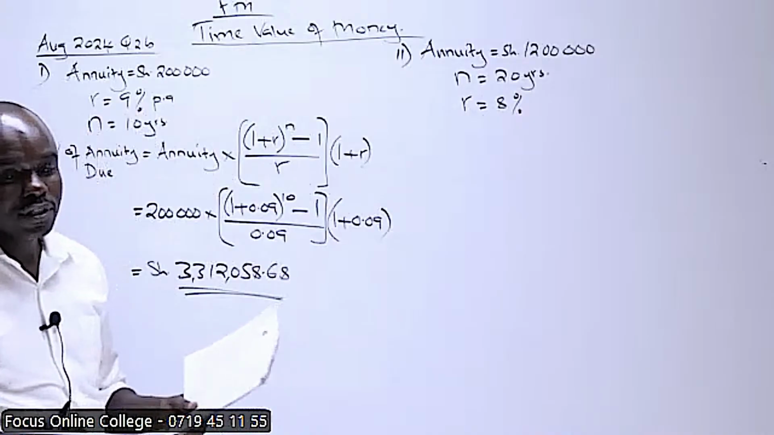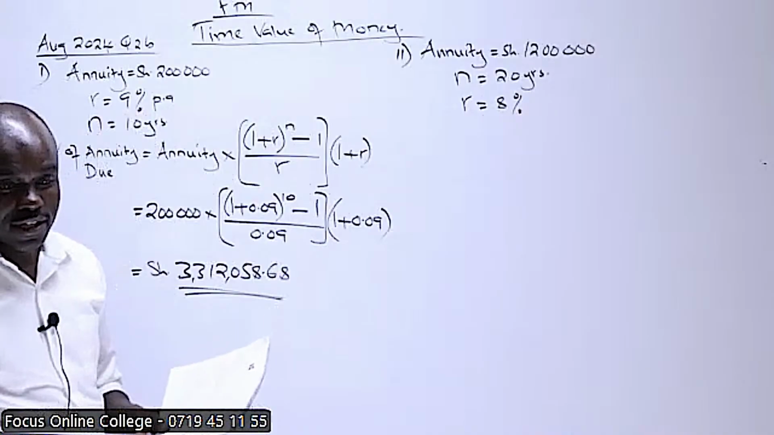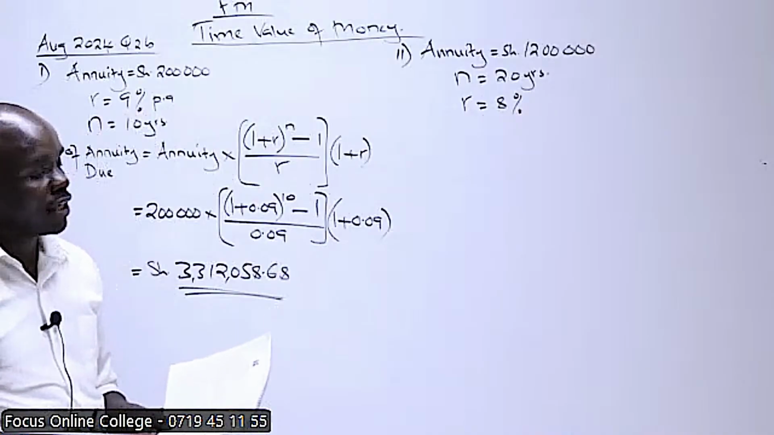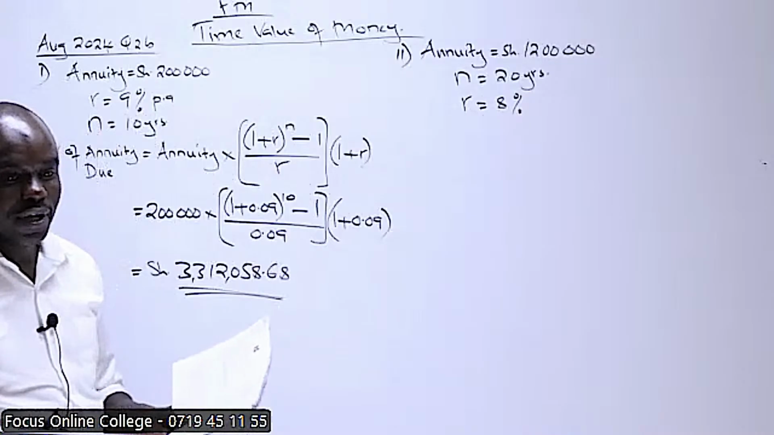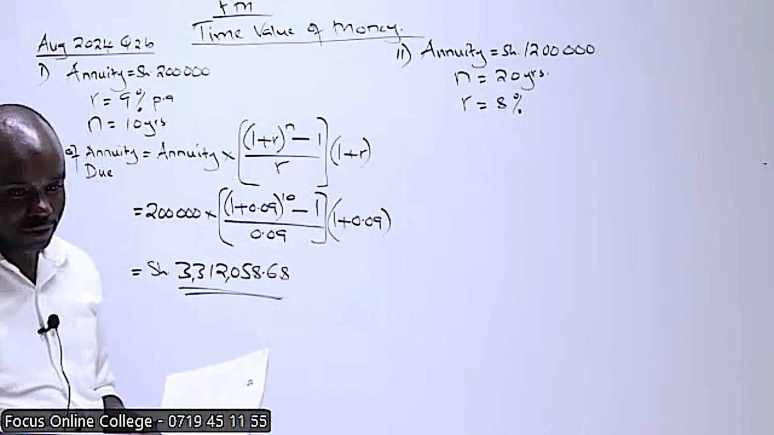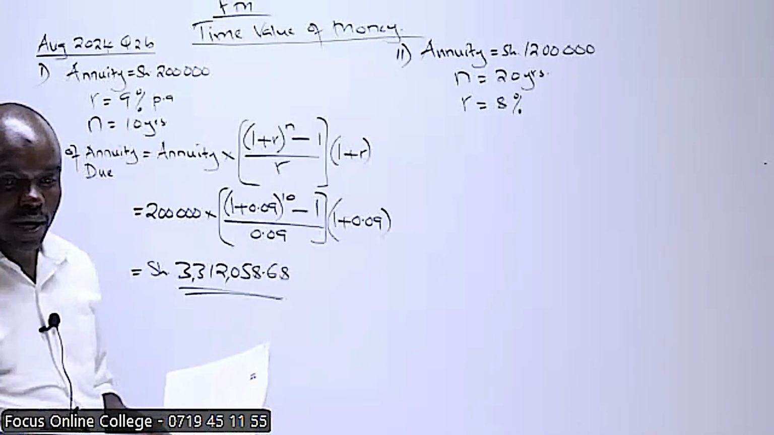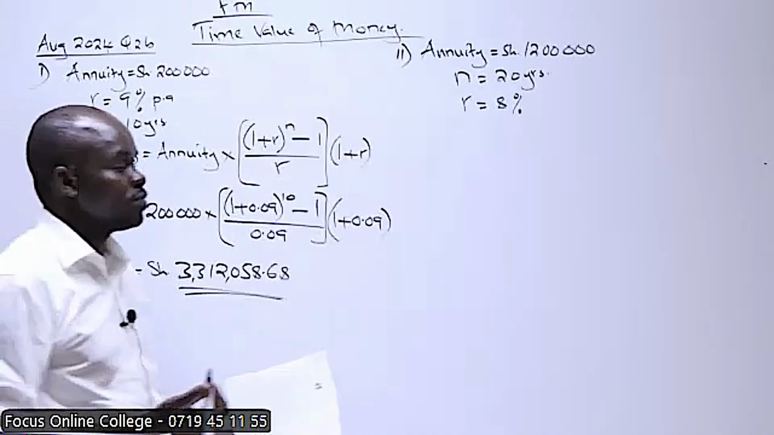They have not said whether the amount is at the beginning or at the end of the period. So when the question does not specify when the payment is being done, it is assumed to be an ordinary annuity, where the payment is occurring at the end of each period.